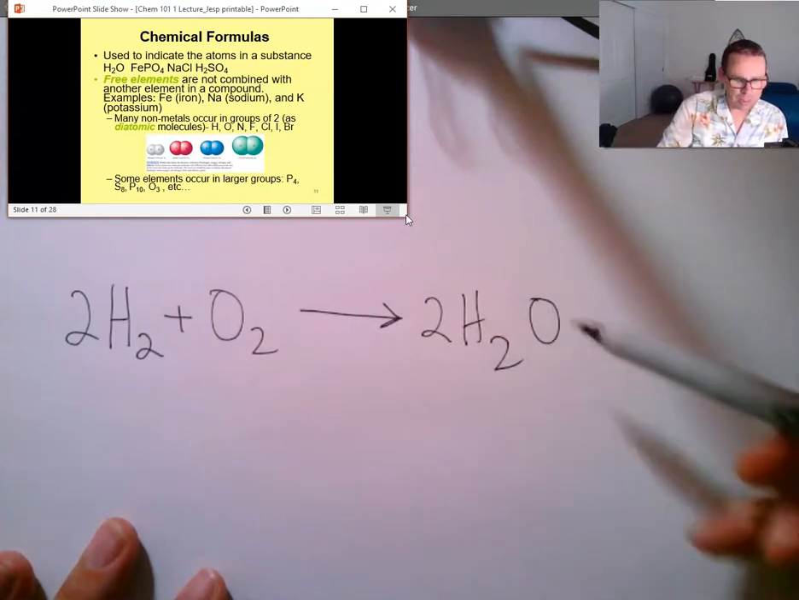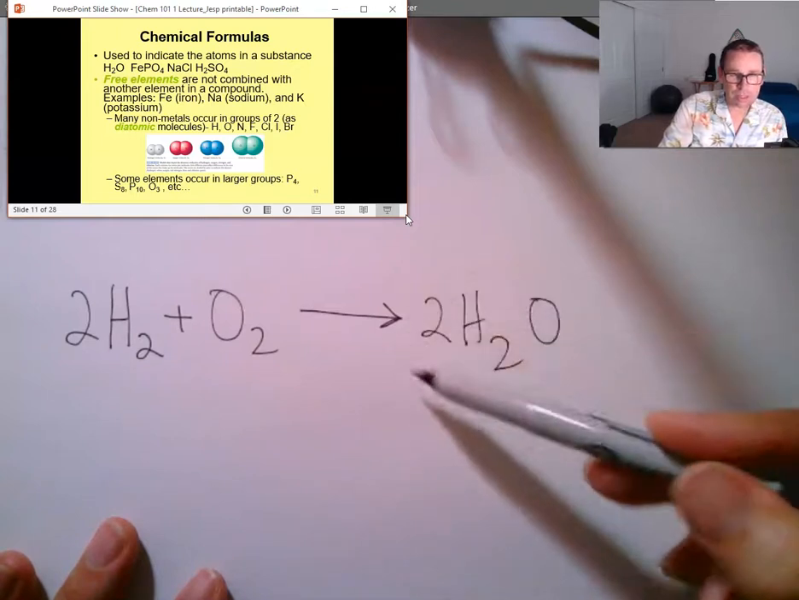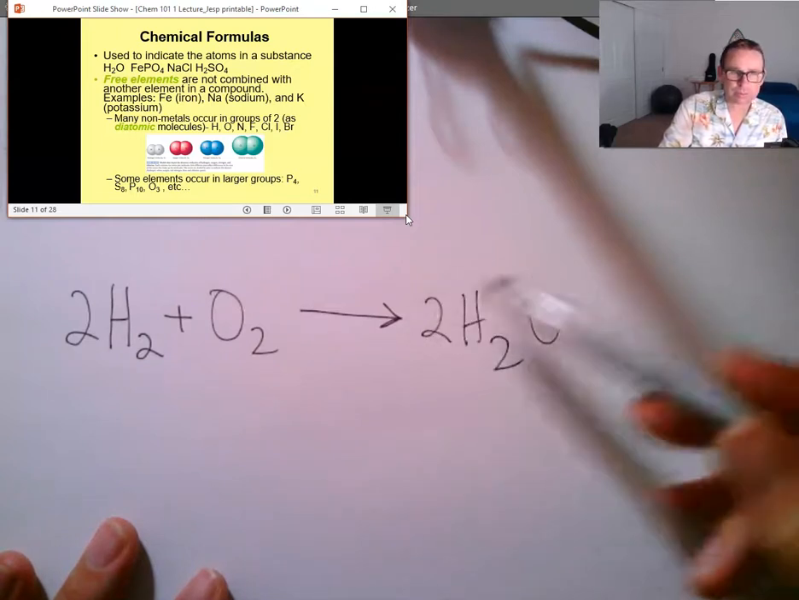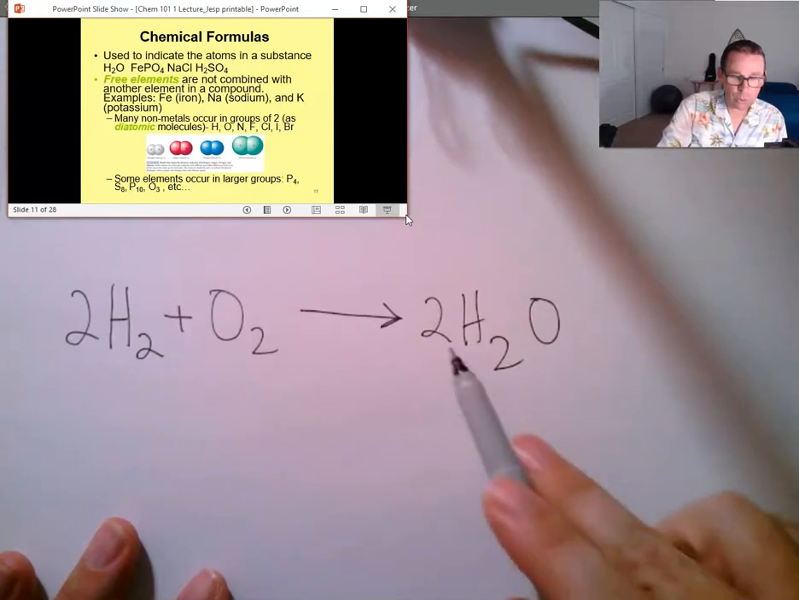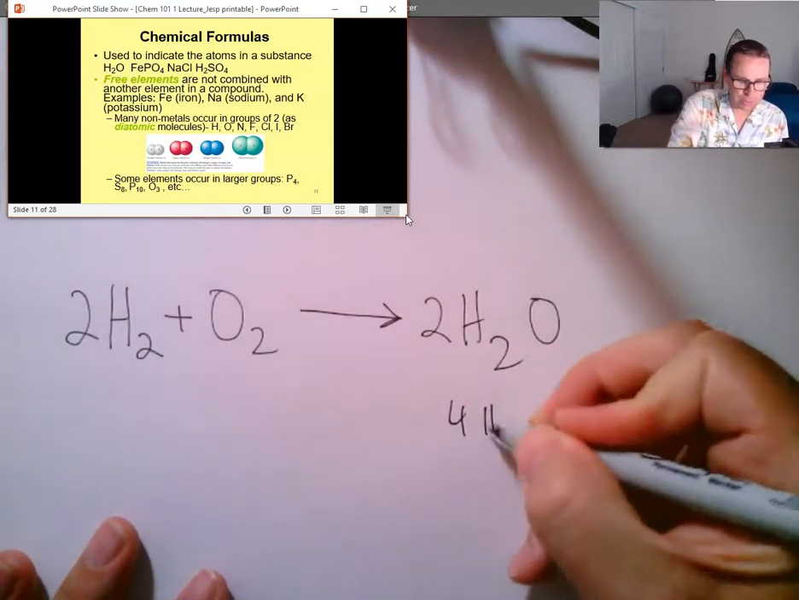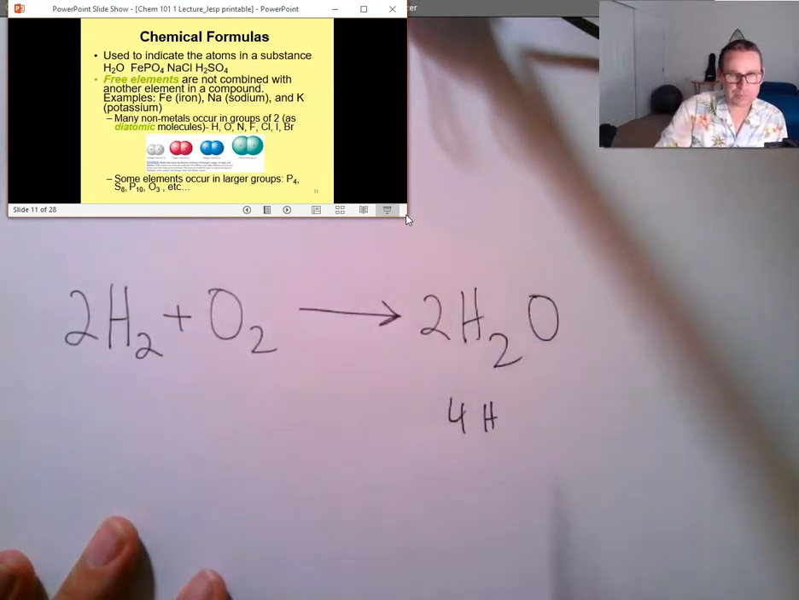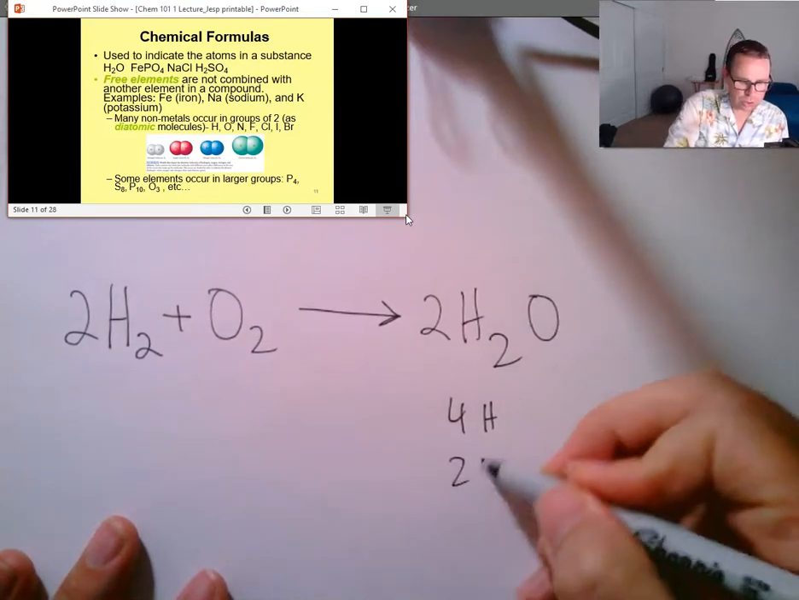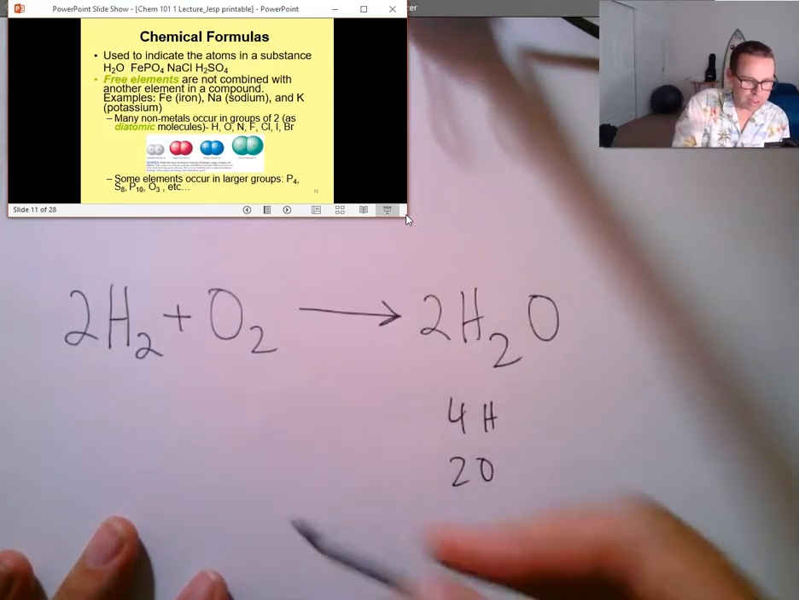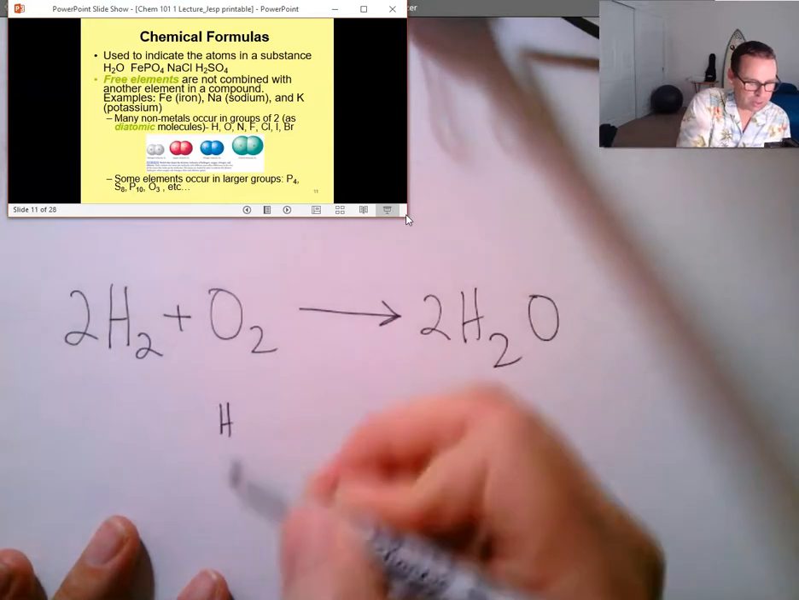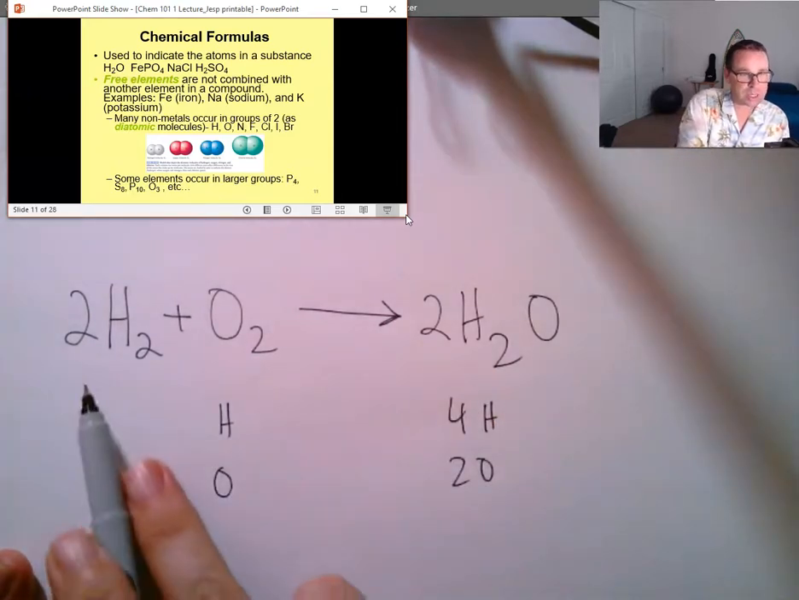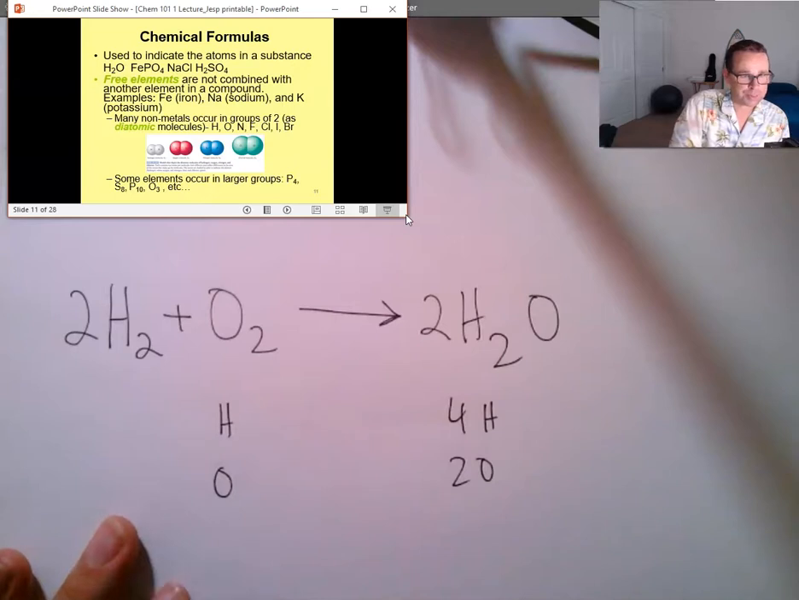All right. How many hydrogens are represented on the right side of the equation here, Walt? What do you think? 4. Got 4 hydrogens over here. How many oxygens? 2. Now, if this equation is balanced, then the number of hydrogens and the number of oxygens should be the same over here. Is it?